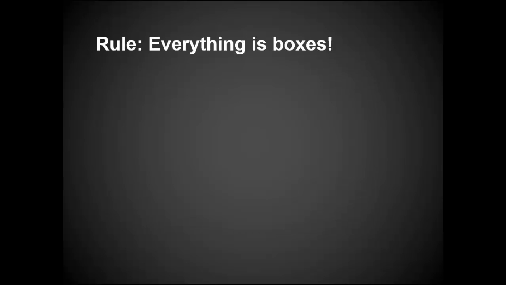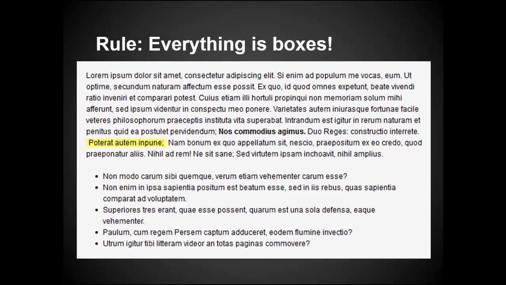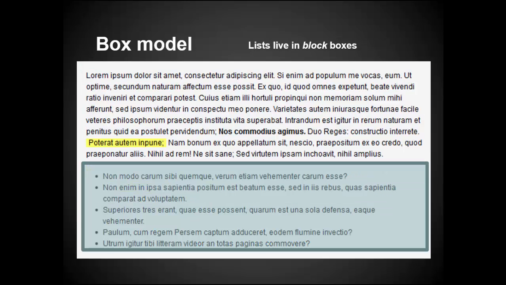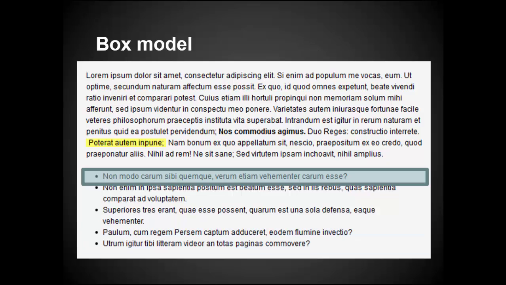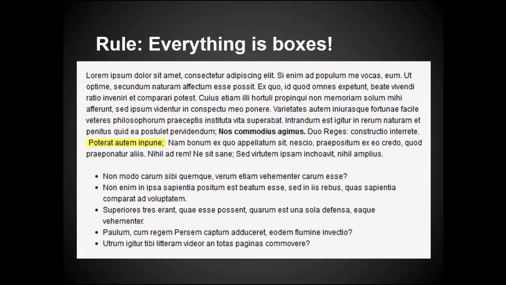So the first rule is everything is boxes. We should recognize all elements rendered by a browser as boxes. All elements means, in this text for example, how can we see boxes here? So paragraphs are boxes, and the list is also another box. The list item is then another box. Finally, these elements that have no dimensions, they run along with the text, are also boxes, inline boxes. So bottom line, everything is a box.